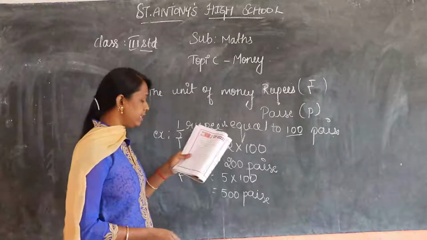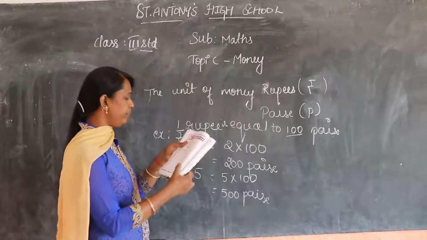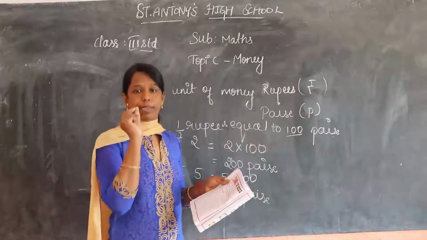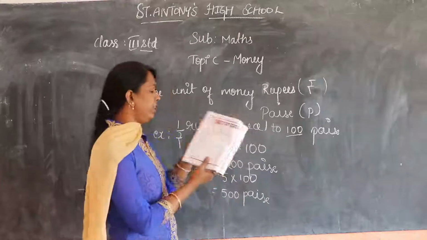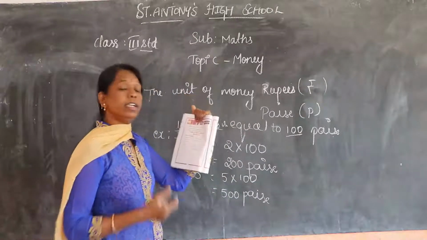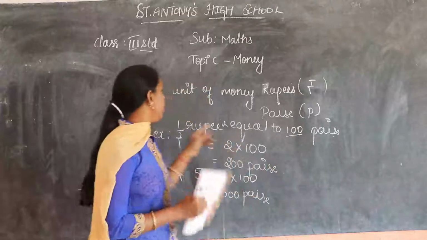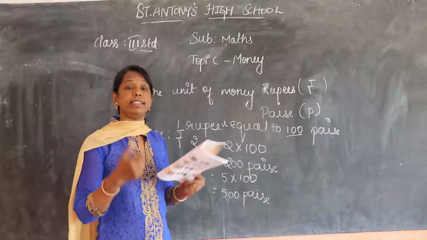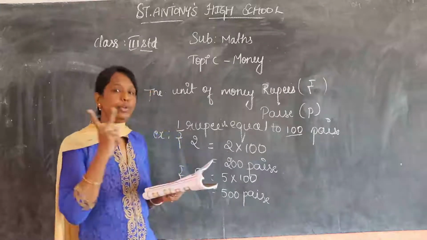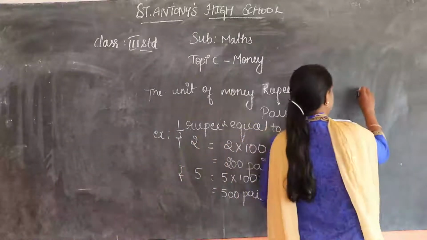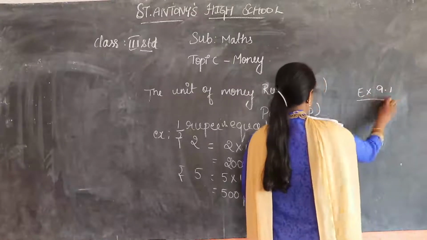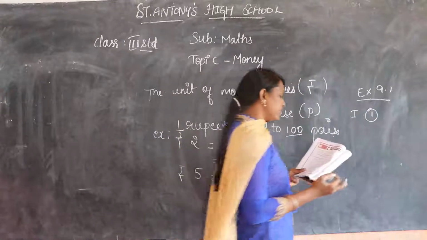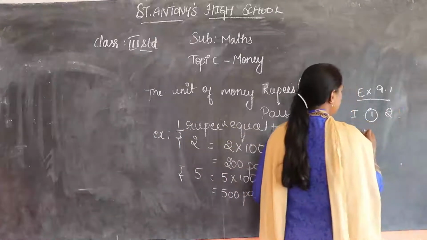Here, from your exercise on page number 48, children, fill in the blanks. Take your pencil and fill in the blanks. First one: 1 rupee has dash paisa. Children, 1 rupee is equal to 100 paisa. Next, from exercise 9.1, 1 rupee has dash 50 paisa coins. The answer is 2, 50 paisa coins.